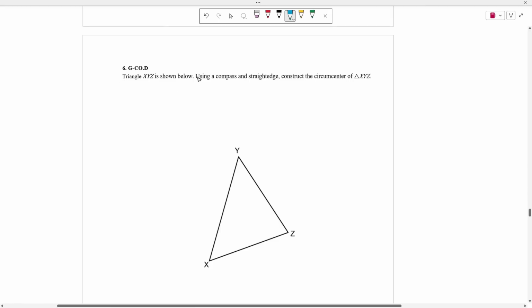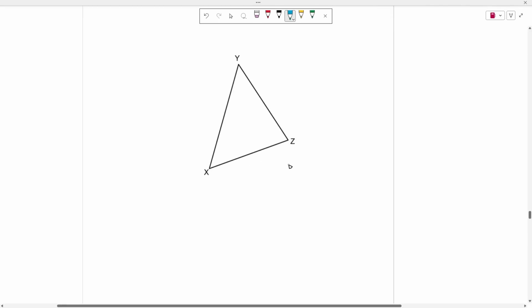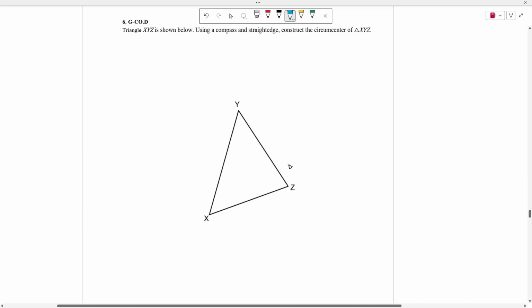Number 6 wants us to use a compass and a straight edge to construct the circumcenter of triangle XYZ. So the circumcenter of a triangle is where the medians meet up. The medians of a triangle are just the lines that you draw from each vertex to the opposite side. And these lines are supposed to split the side that it intersects into 2 equal halves, right? In other words, it bisects them.